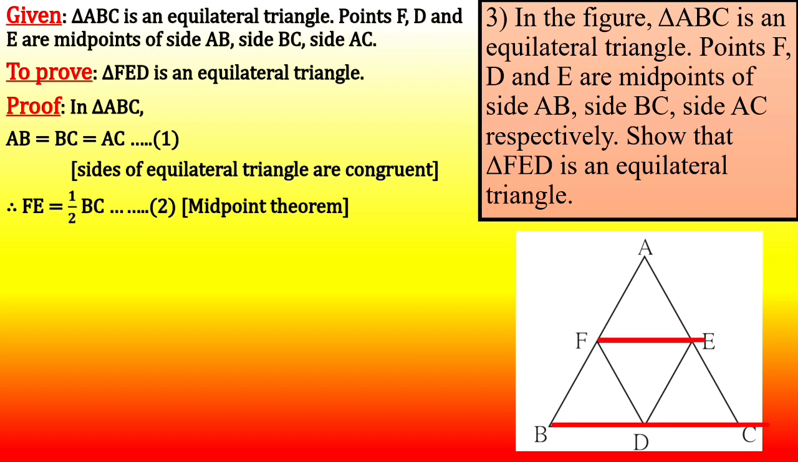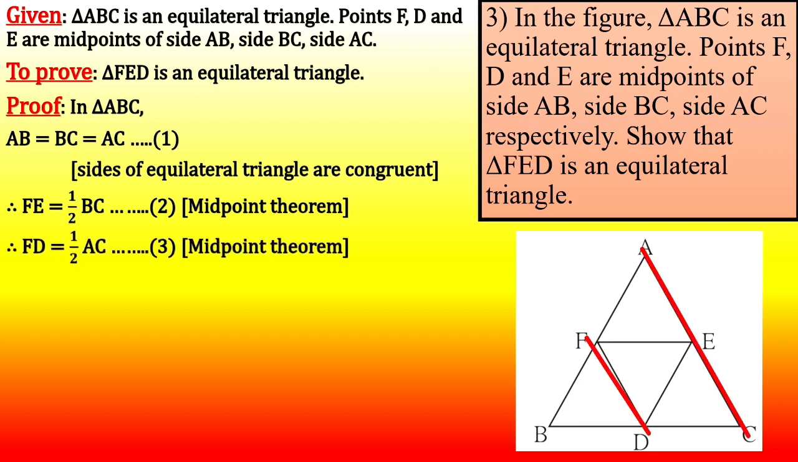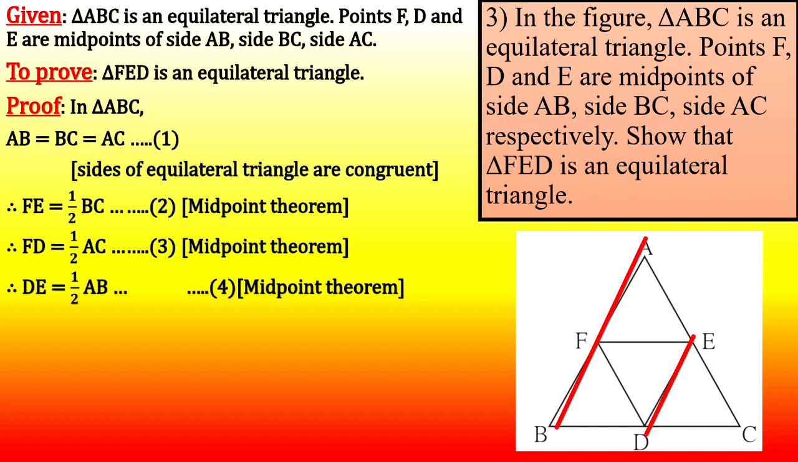FE, both are midpoints, so FE is half of BC by the midpoint theorem. Give it equation number 2. In the same way, FD is half of AC, equation number 3, by the midpoint theorem. DE is half of AB, with equation number 4, midpoint theorem.